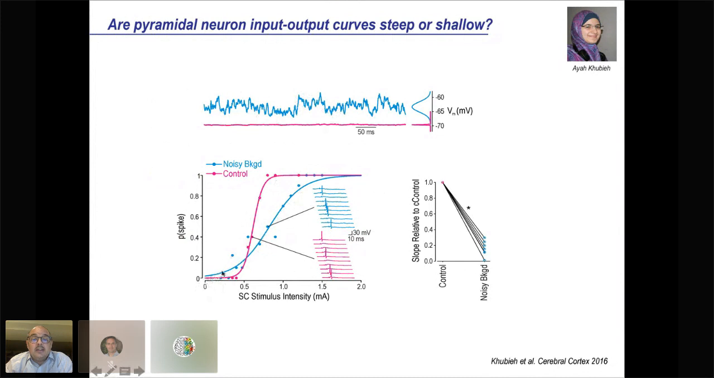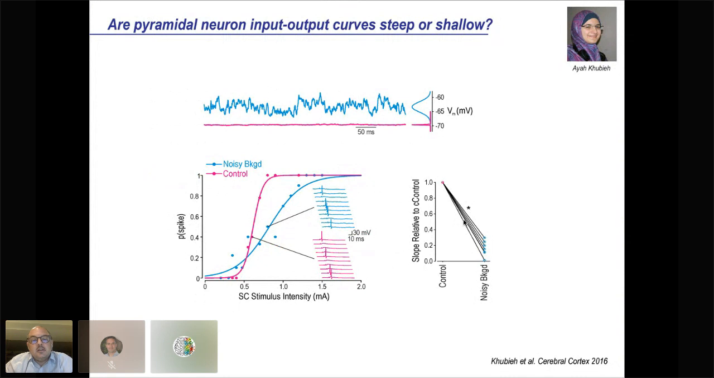And what we saw is that when we added noise, lo and behold, this curve, for exactly the same neuron, otherwise the same stimulus conditions, started to flatten out, and that's summarized down here, where you see like an 80% relative reduction in the slope of these input-output curves.